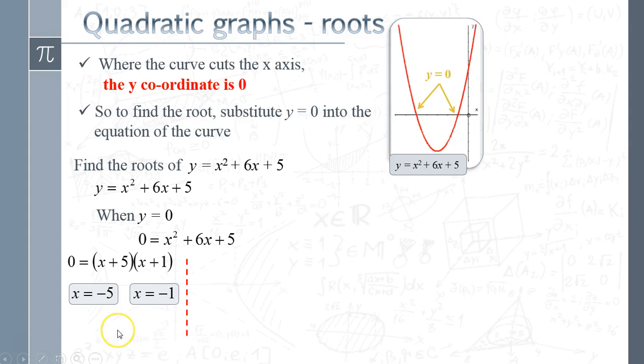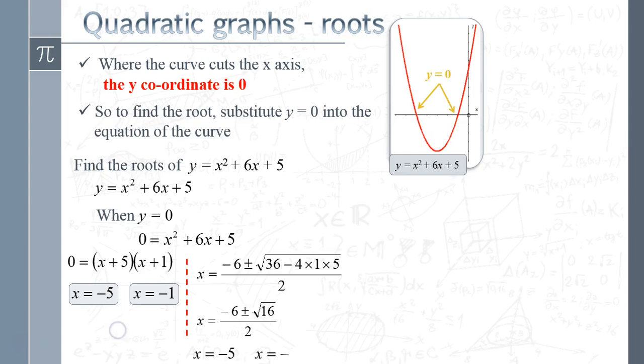Now, we've solved it simply by factorising, but I am also going to do this using the quadratic formula. And we'll see the reason for this in just a second. So there it is with the quadratic formula. So we've got x equals minus 6 plus or minus root 16 over 2, which gives me exactly the same values.